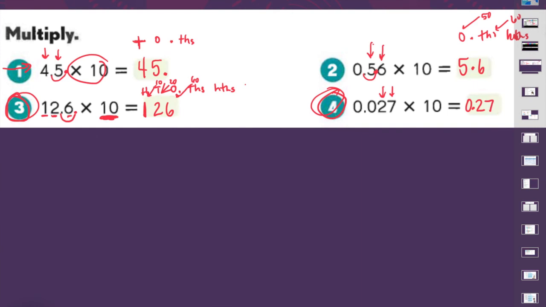So 27 thousandths multiplied by 10 would give me 27 hundredths. And you can look to see also that the decimal point, when multiplying by 10, moves one place value to the right.